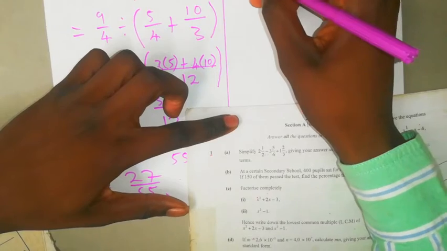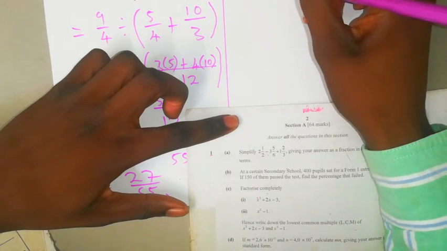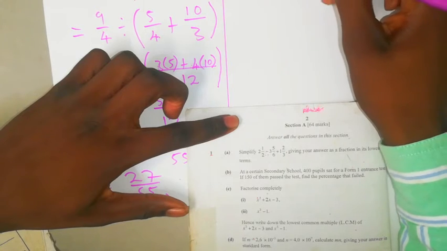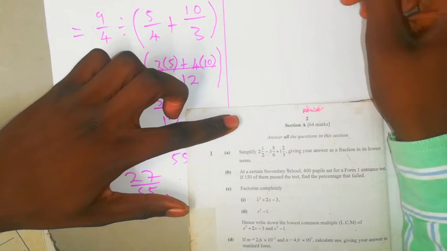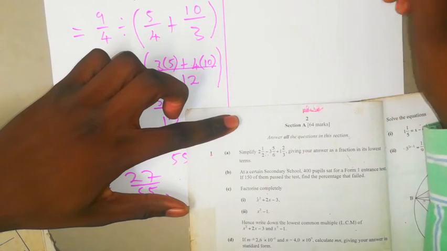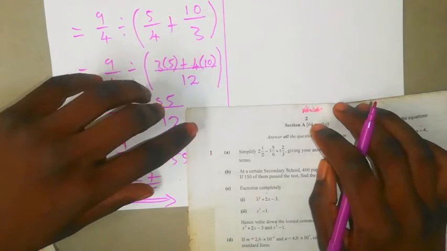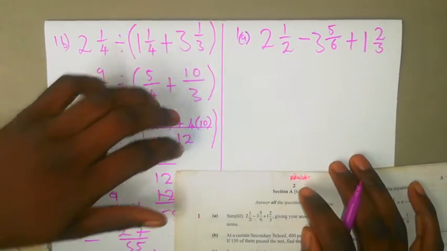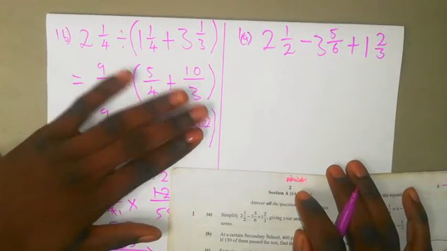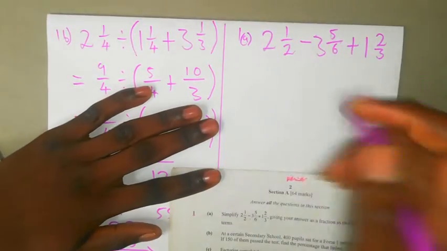I'll say 2.5 minus 3 and 5/6 plus 1 and 2/3. What I have to do first here is to rearrange this question. Take the positive terms and start with them here first.